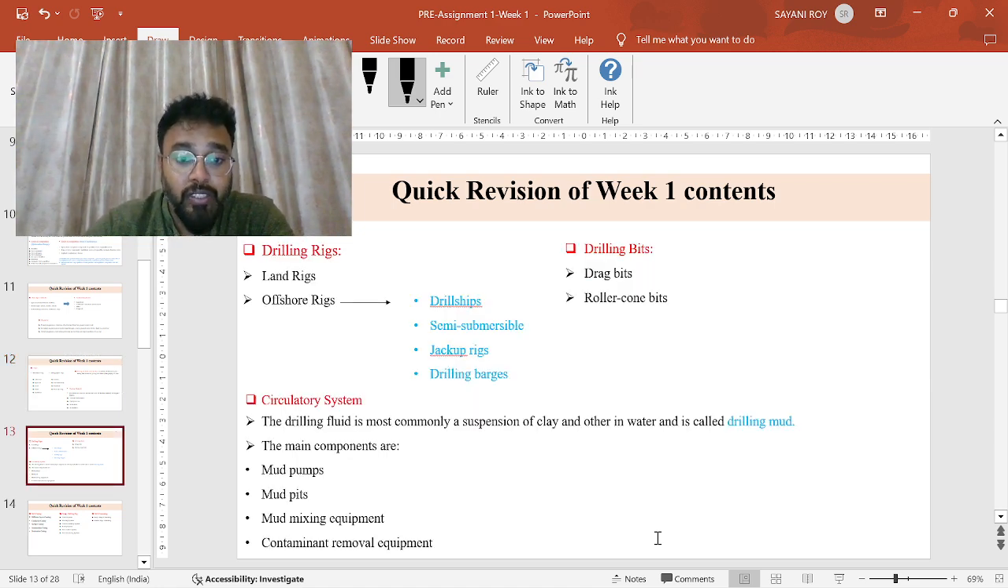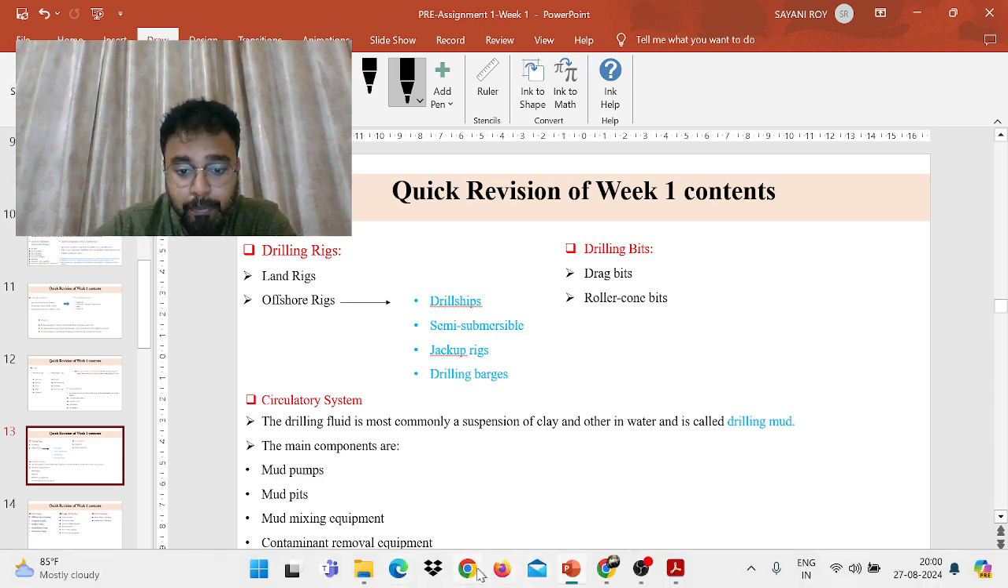Next is the types of drilling rigs. In the fourth class, I guess you have studied about the drilling. So one quick recap of the drilling.